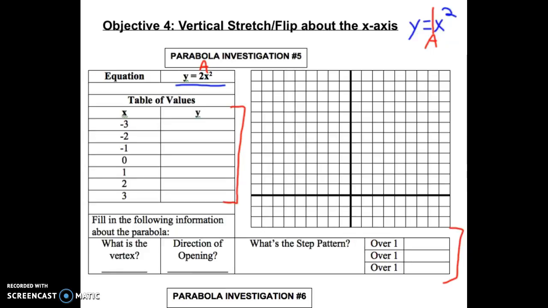I'm going to plot the vertex and then use the step pattern to plot my graph. I'll fill in the tables just so you can see what's exactly happening, but finding the vertex and using the step pattern is probably the best way to go about drawing these graphs.